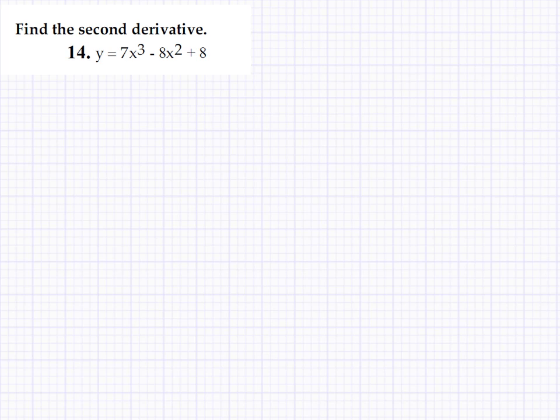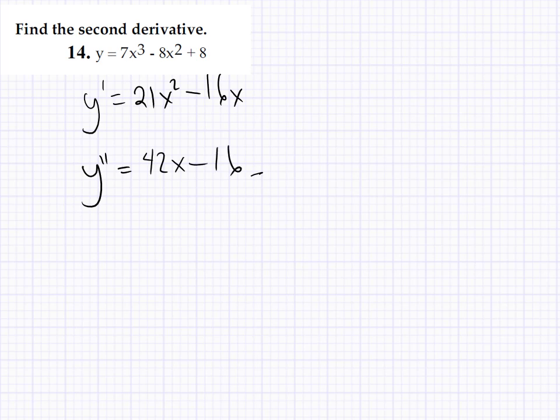Alright, so here's your last one. In this case, we want to find the second derivative. So if we're going to find the second derivative, we need to find the first derivative. If we find the first derivative, we find y prime. Well, this should be really easy. It's a polynomial. So we're going to get 21x squared minus 16x. Then we're going to find the second derivative and get 42x minus 16. There you go. If I said third, fourth, fifth, we could keep going, but second derivative, there's your second derivative. Should be a real easy question.